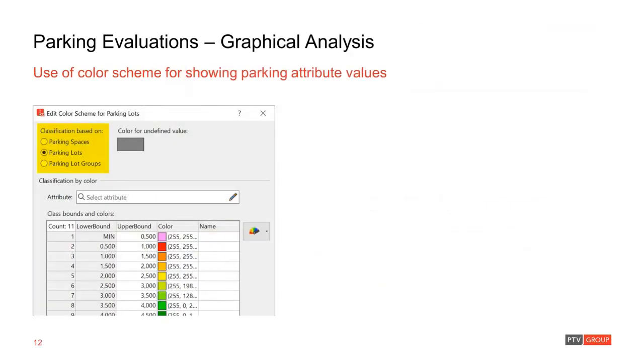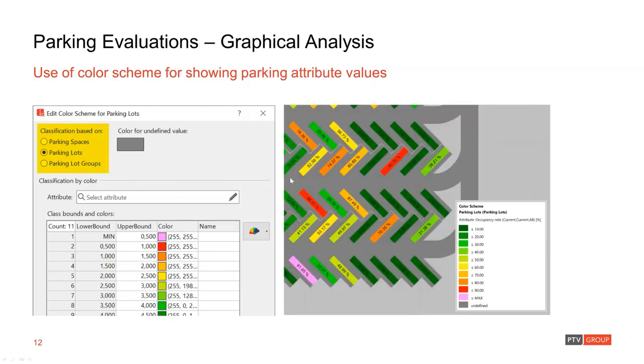Well, and now what can you do with those values? Of course, you can see them in lists, and you can see them in the network if you use graphic parameters for parking lots. And in this one, you can decide if you want the coloring of parking lots to depend on the values for the individual parking spaces, for the parking lots, or for the parking lot groups. And then you can select the attribute there.